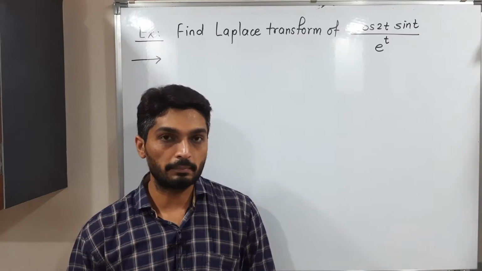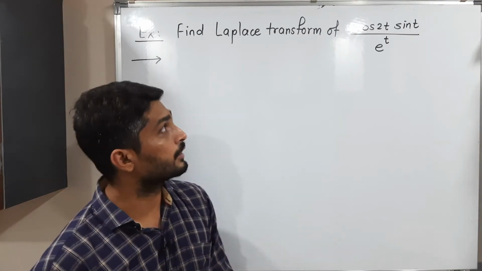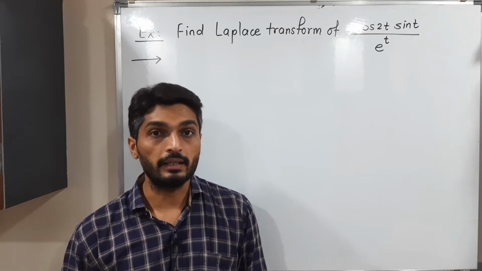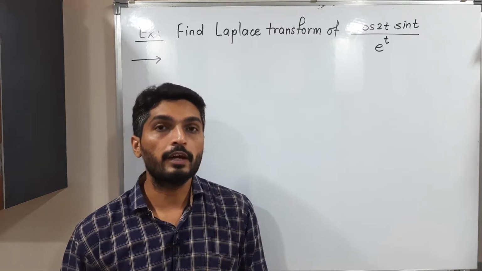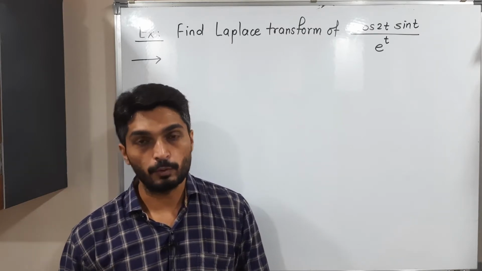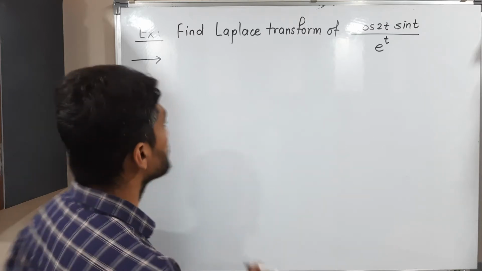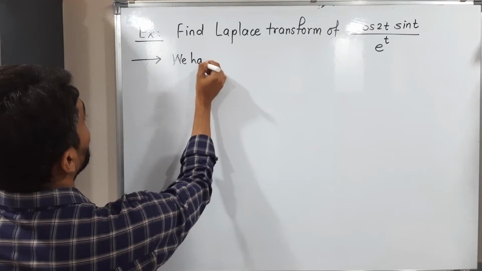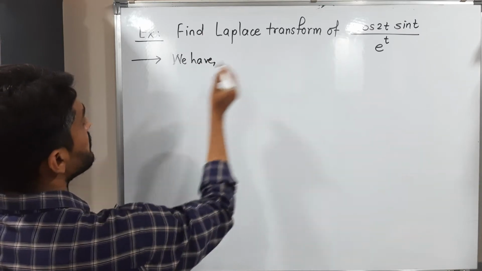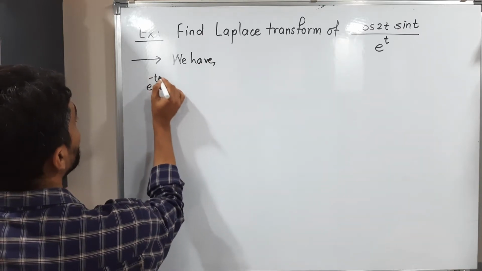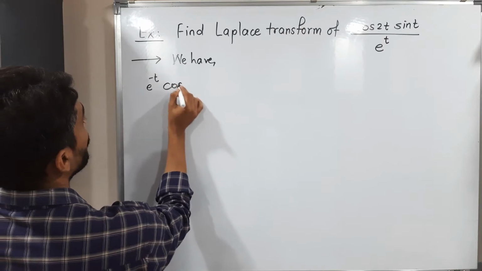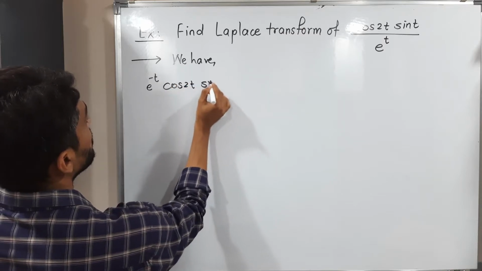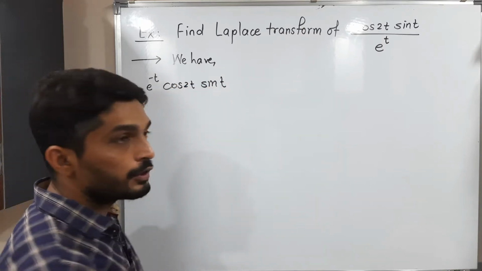Let us discuss this example. In this example, we have a function cos 2t sin t upon e raised to t, and we have to find its Laplace transform. Let me write the given function once again. What I'm going to do is shift this e raised to t to the numerator. It will be e raised to minus t cos 2t sin t. So this is the function we have.